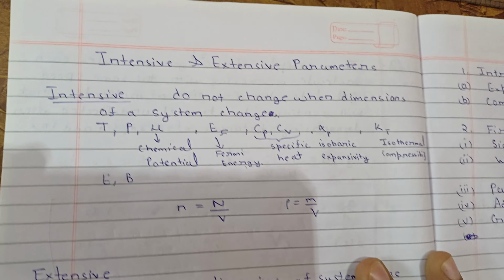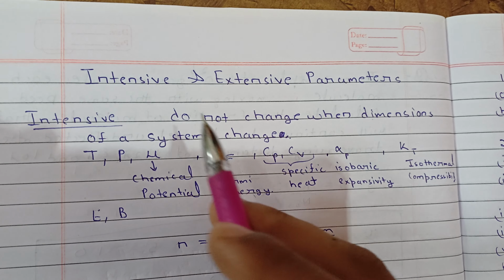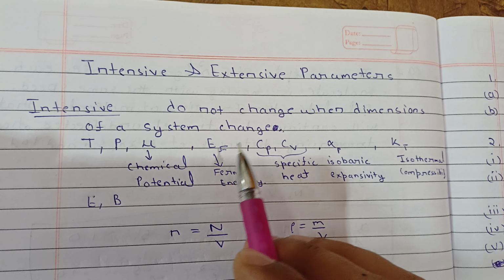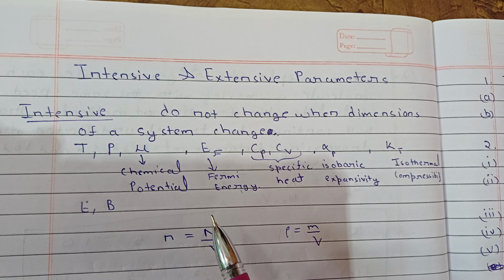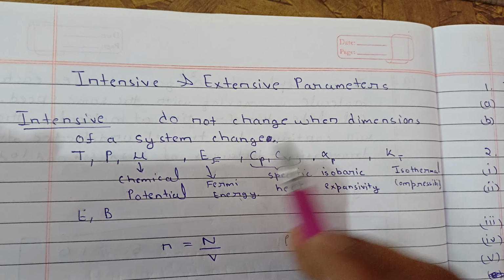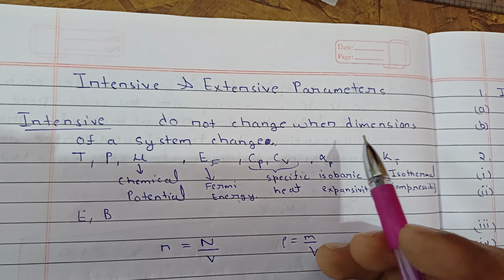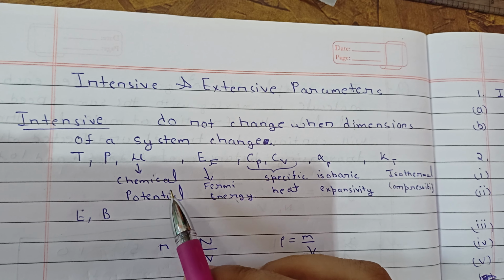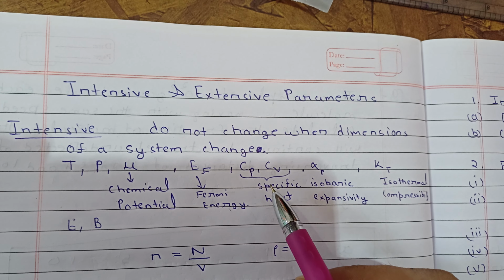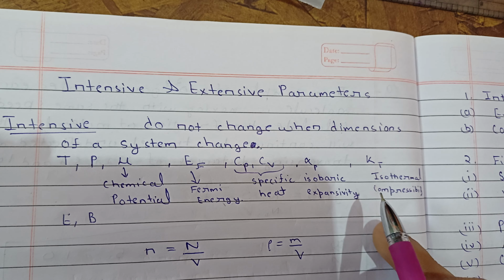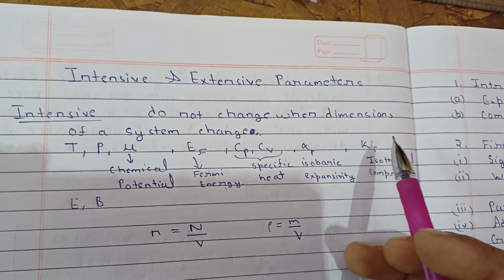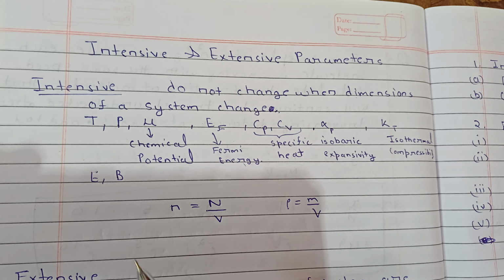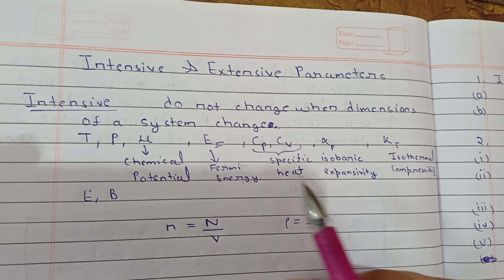So let's start. First, I need to introduce you to these terms, the intensive and the extensive parameters. So what are intensive parameters? These are those parameters which do not change when the dimension of a system changes. Whether you increase the size or decrease the size, these parameters won't change. Examples of intensive are temperature, pressure and chemical potential, the Fermi energy, specific heats, isobaric expansivity, isothermal compressibility. Just remember these terms. I will explain each and every term in detail later. And the electric field and the magnetic field are also intensive properties.